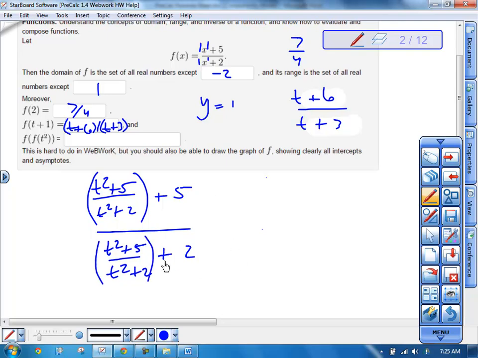Okay? So now I'm going to simplify this. To simplify this, I need to get a common denominator. So this is over 1, this is over 1. So I'm going to add these together. I'll multiply the top and bottom of this by t squared plus 2. Top and bottom of this one by t squared plus 2.